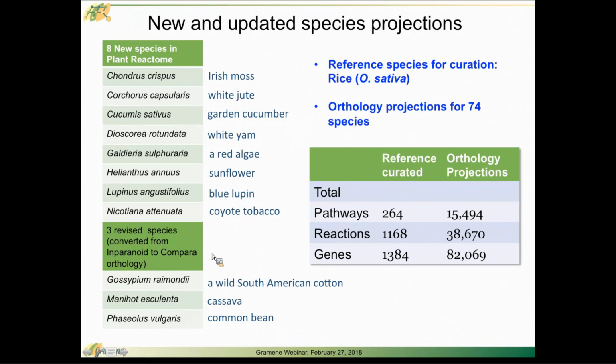Generally speaking, about 2/3 of our projections come from Ensembl, and the other 1/3 come from an in-house clustered algorithm called InParanoid. Again, our reference species for curation purposes is Oryza sativa, and the total number of species we project to across the plant kingdom is 74. We currently have 264 reference curated pathways.